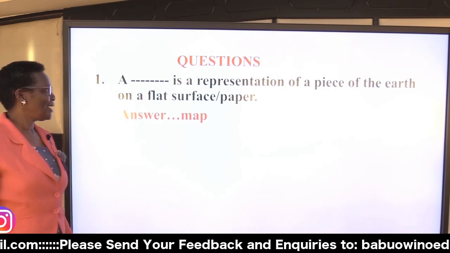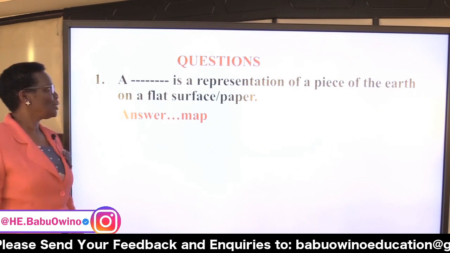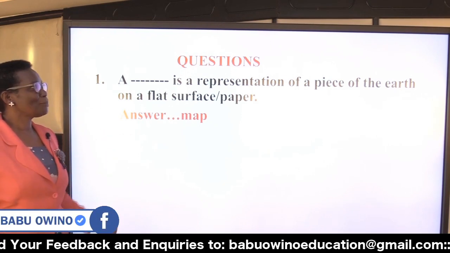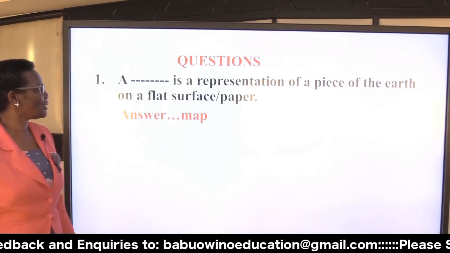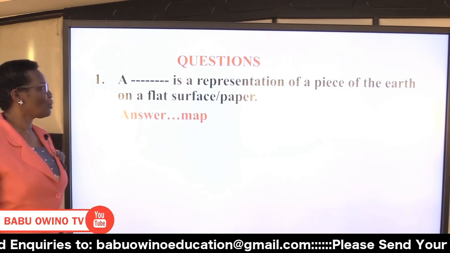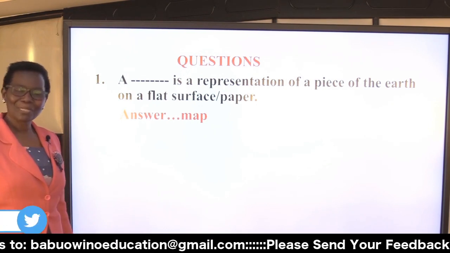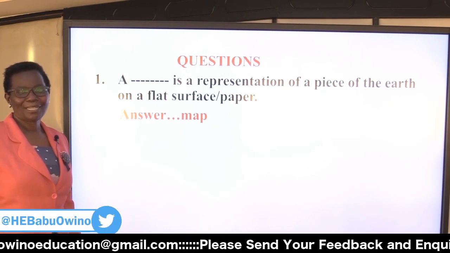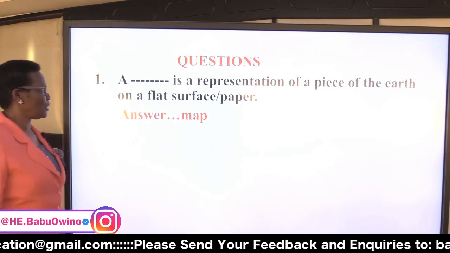Did you get the answer? The answer there is a map. So we say a map is a representation of a piece of the earth on a flat surface or paper. Put a tick if you got it. Let's get to the next question.